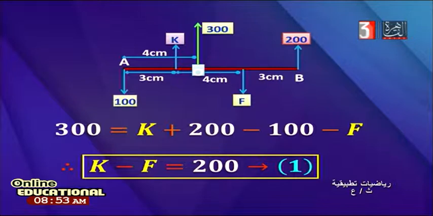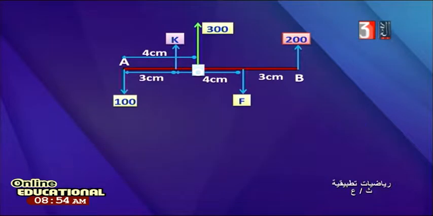We need another equation. Why? Because we have two unknowns, K and F. K minus F equals 200. We need another equation by using what? Excellent student. By using moment about any point.